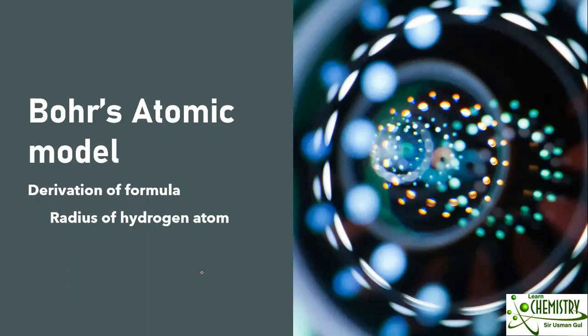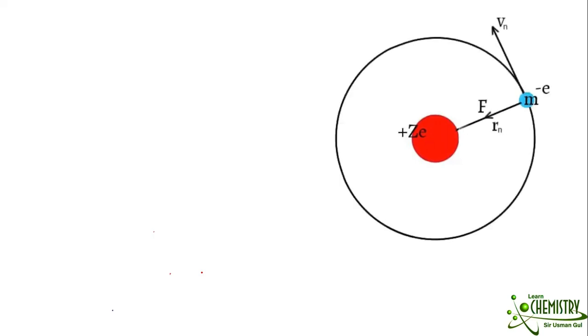Today in this lesson, I will explain how to derive the formula for the radius of the hydrogen atom. This is part of the Bohr atomic model. Initially, suppose we have a nucleus with charge plus E, surrounded by an electron. The electron starts revolving with a force F, called the electrostatic force. Because of this electrostatic force, the electron revolves around the nucleus.